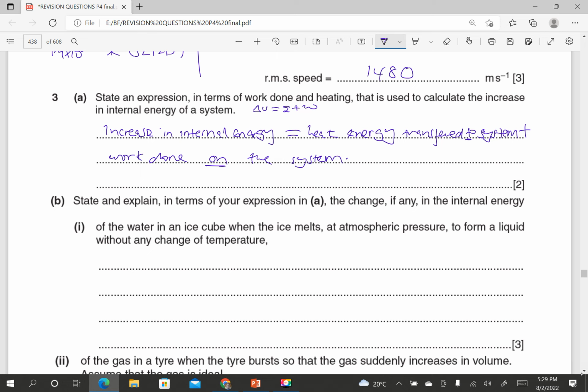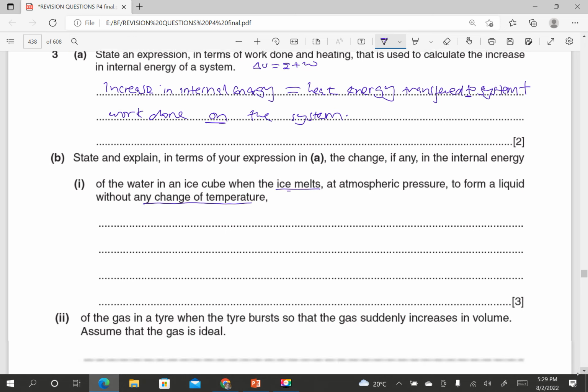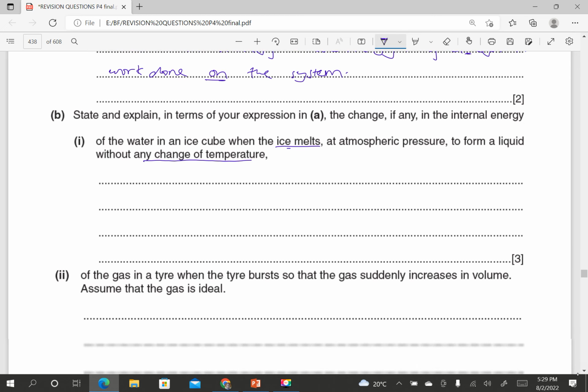of the water in an ice cube when the ice melts at atmospheric pressure to form a liquid without any change in temperature. If there is no change in temperature, state and explain in terms of your expression the change, if any, in the internal energy of the system. There is no change in temperature. That means the kinetic energy of the molecules does not change. Therefore, even the average does not change.